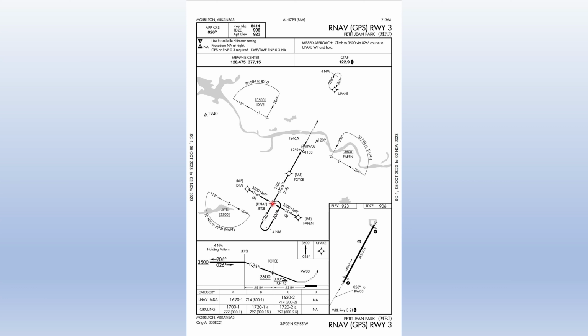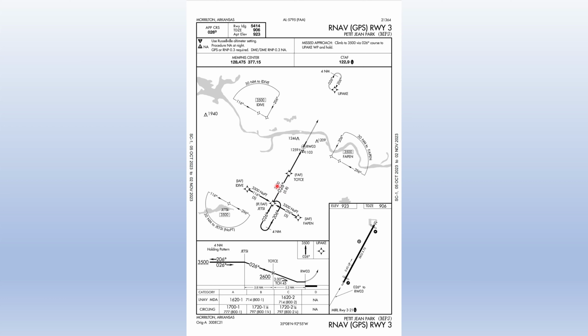Once we hit Jetsy, which is the intermediate fix, again, no procedure turn, we'll turn straight to Totsy, and the GPS will sequence to Totsy, which is the final approach fix. So we'll proceed inbound on the 026 course, and the segment altitude on this segment of the approach is 2,600 feet. So we can go ahead and descend down to 2,600 feet once we sequence from Jetsy to Totsy, and the segment is 5.8 miles long.